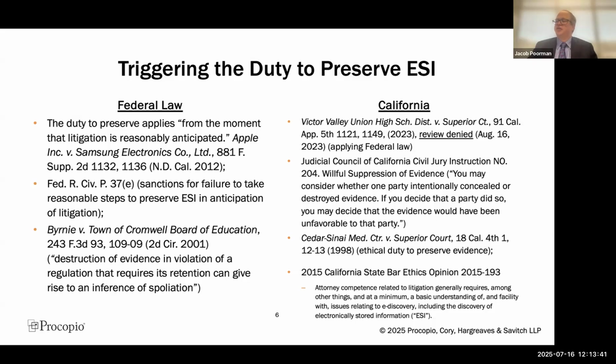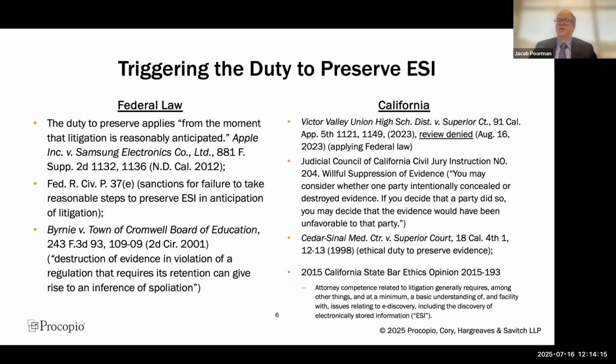Incidentally, the intentional destruction of evidence is often referred to as spoliation. And California attorneys are under an independent ethical duty to ensure that their clients do not spoliate or destroy evidence. The general duty of competence that California attorneys have also includes and requires, and I quote, "among other things, and at a minimum, a basic understanding of and facility with issues related to e-discovery, including the discovery of electronically stored information."